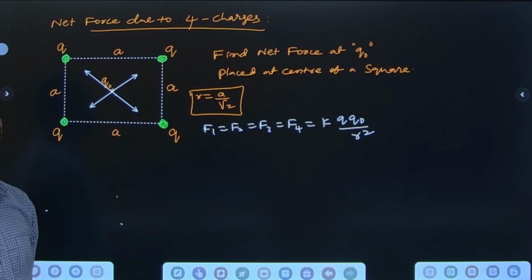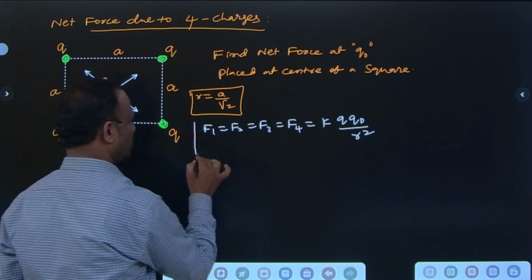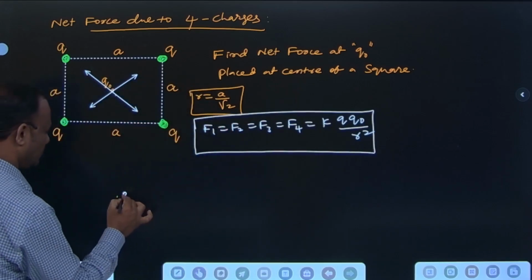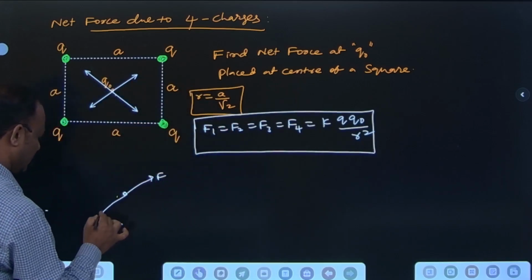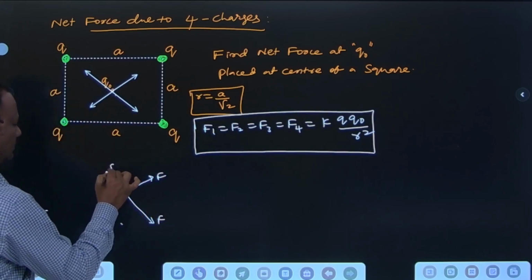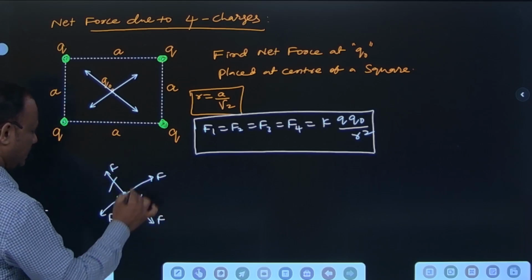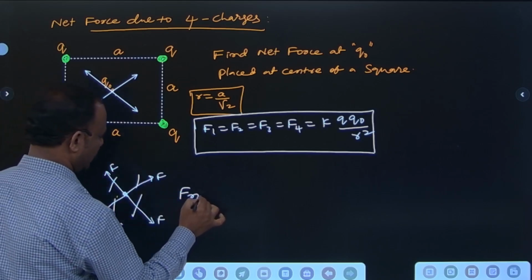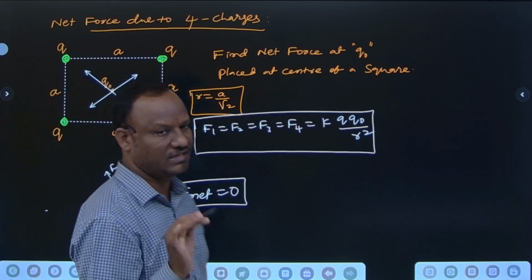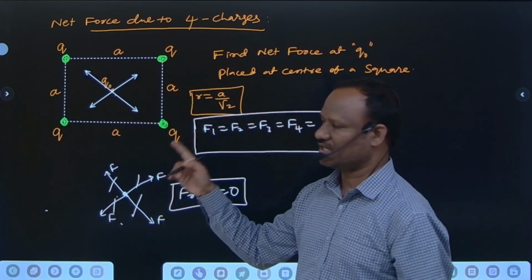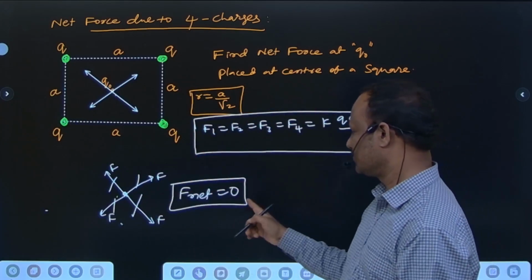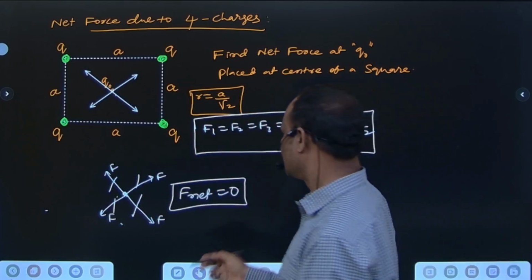So what is the net force here? Vectorially, this is F, next one is F, again F, next one is F. These two will cancel, and these two will cancel. So F net is equal to 0. Net force at its center, when 4 equal charges Q are placed at the corners of a square, is 0.